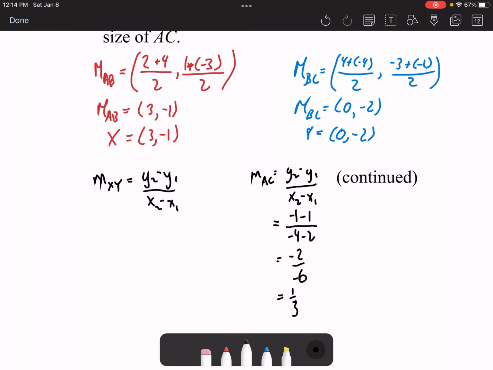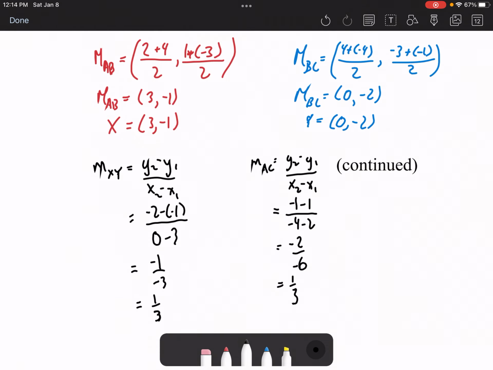Okay, so now I'll do the same thing for the other expression. For XY, -2 minus -1 over 0 minus 3. Well, -2 minus -1 is -1, over -3. This reduces to 1/3. As you can see, these slopes are identical and therefore parallel.